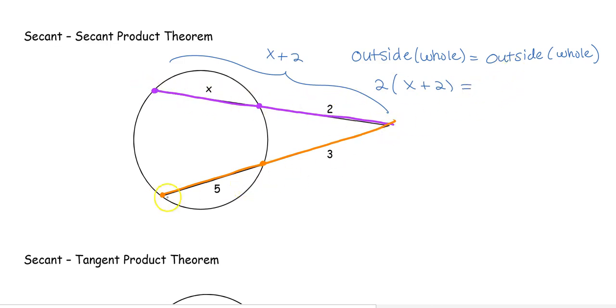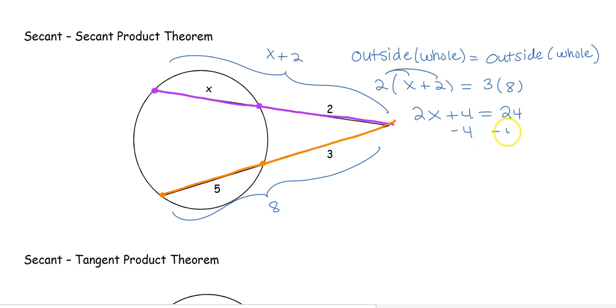Over here, on the orange segment, the outside is 3. The entire length is 5 plus 3, which is going to give us 8. So then we distribute to solve. So we've got 2x plus 4. 3 times 8 is 24. We want to isolate that x, so we move the 4 over. 2x equals 20. It's 2 times x, so we divide to isolate. And we find that x is going to be equal to 10.